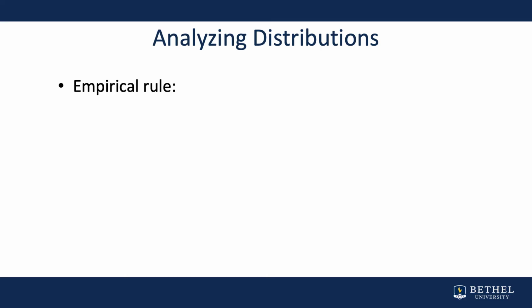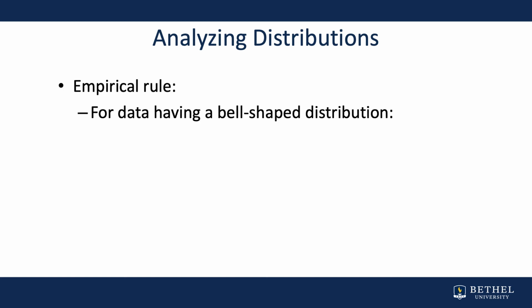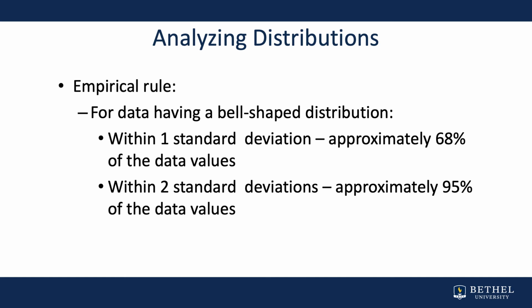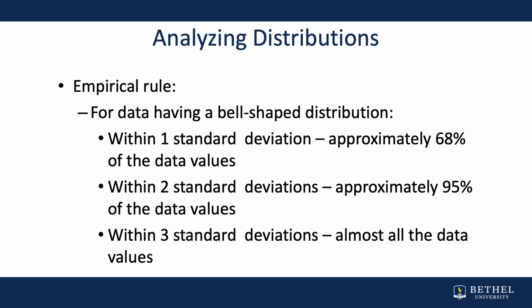Here's how we can use the z-score. As you think about what's called the empirical rule, it is used for data having a bell-shaped distribution. If the data is within 1 standard deviation, it is basically representing 68% of all the values. So 1 standard deviation on both sides of the mean represents 68% of the data. 2 standard deviations from the mean represents 95% of the data. 2 standard deviations above the mean, 2 standard deviations below the mean. That's 95% of the data. And then the last one, 3 standard deviations on both sides of the mean, represents almost all data values.